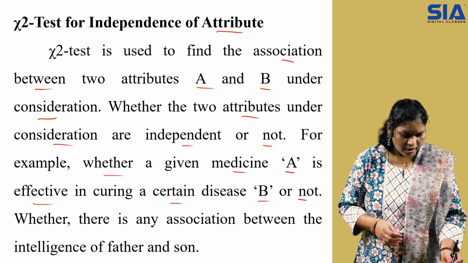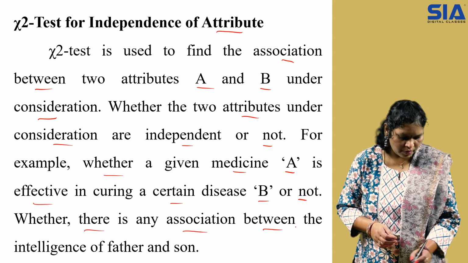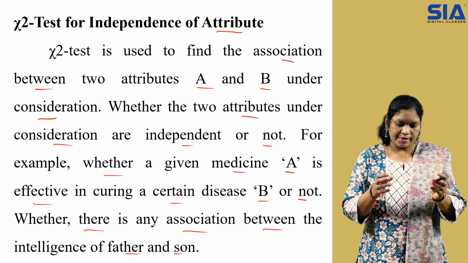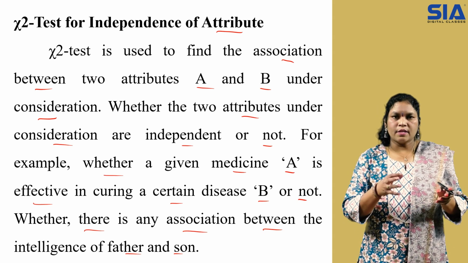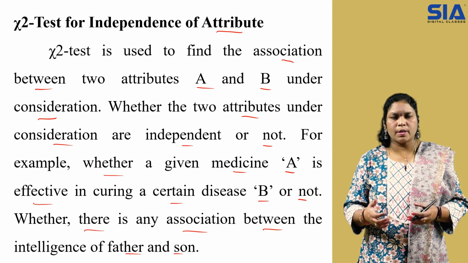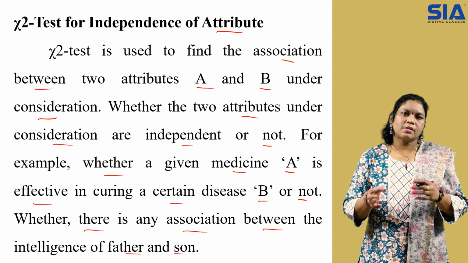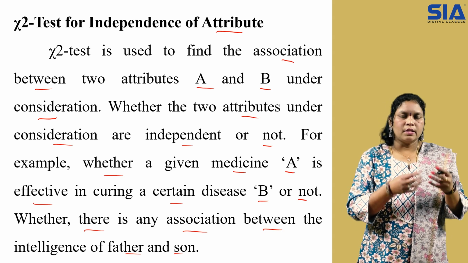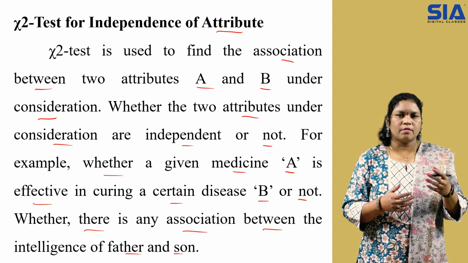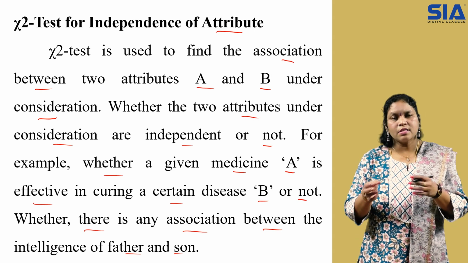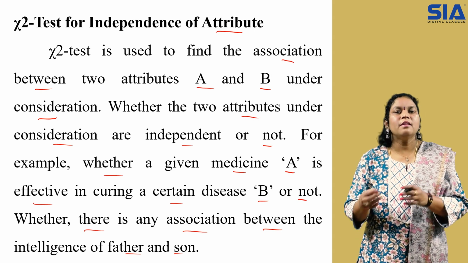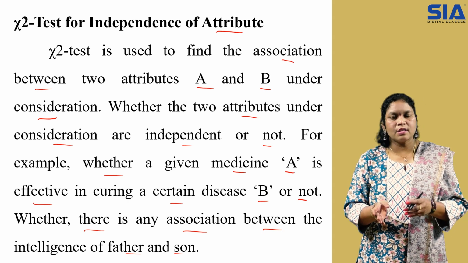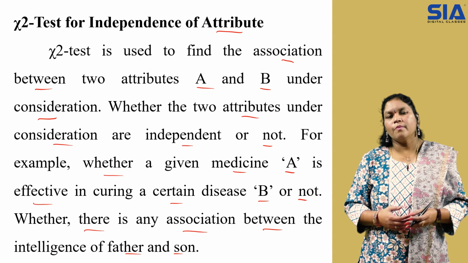One more: whether there is any association between the intelligence of father and son. So I want to know the intelligence quotient for a father and son. Father and son, it's independent, right? Whoever it might be, they are independent samples like intelligence. Intelligence level is different for every person. Father and son relation we have, but their intelligence level will be based on their own; the relation exists, but the intelligence level will be independent.